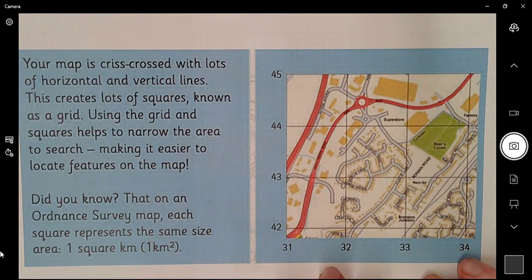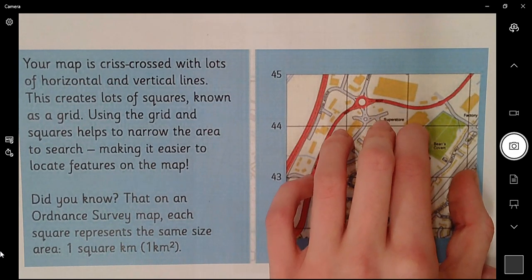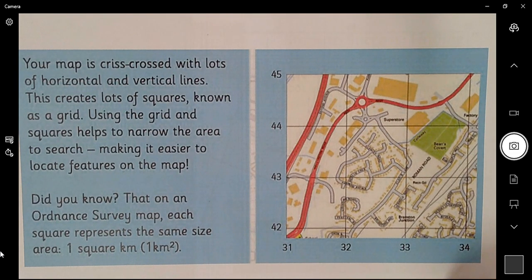So you have the map and the grid placed on top. Using the grid and squares helps us to narrow the area of our search, making it easier to locate features on the map. So if we wanted to find a tourist information centre on a map, and we found it, it would be easier to find based on these grids, because then you can narrow down your search to just look at small squares instead of looking at a map and being overwhelmed by that.